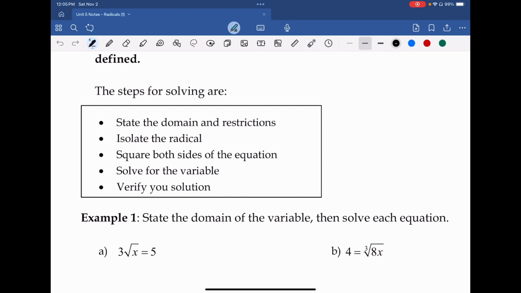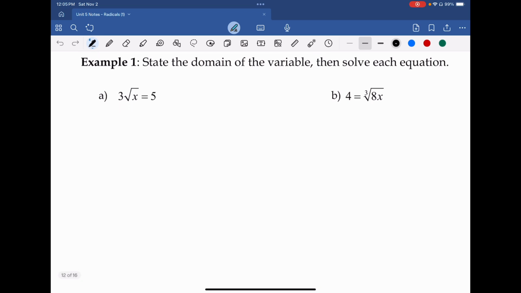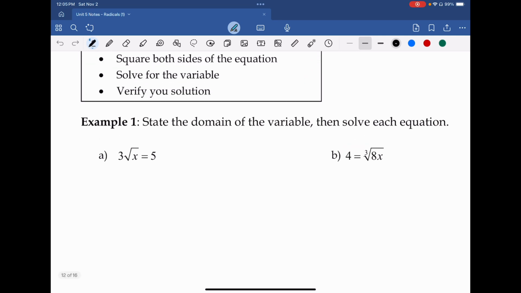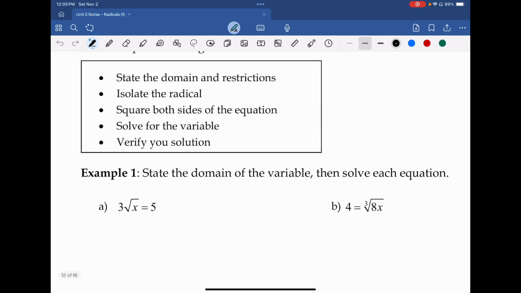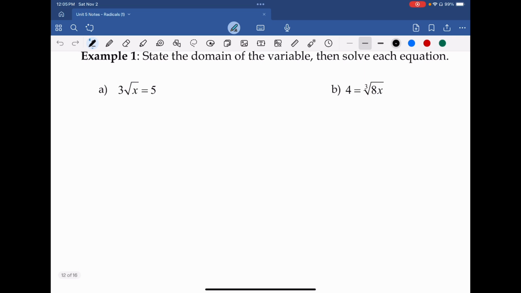All right, so let's go to example one where we're going to state the domain of the variable and solve each equation, aka we're going to repeat all the steps above. Now, what I'm going to do is make this into 3 repeatable steps. So I'm going to take these steps above and truncate them all together in 3 steps that we can follow for every single radical equation.